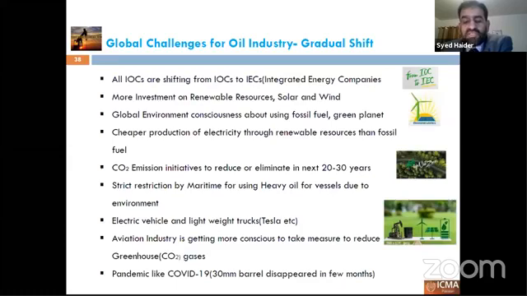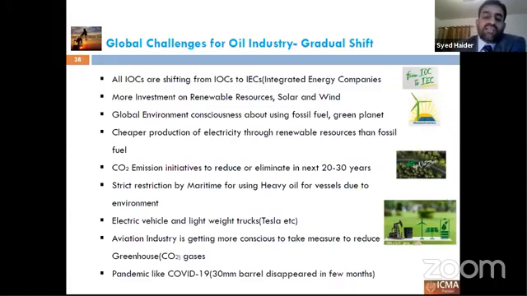The aviation industry is also getting very concerned, and even different companies are putting a lot of restrictions on, or contributing to, less travel by their employees from one place to another by aviation, to reduce CO2 and greenhouse gases. And the pandemic made $30 million disappear right away in a few months. These kinds of factors are challenges coming in the oil industry. So let's see, it will definitely shift gradually.